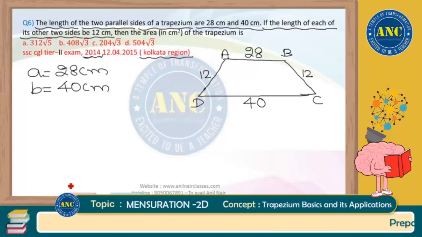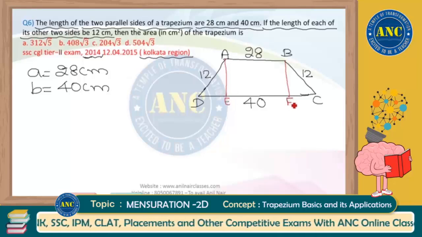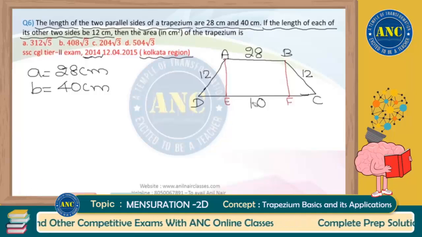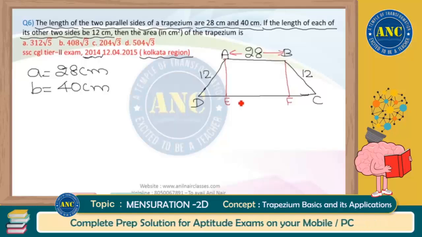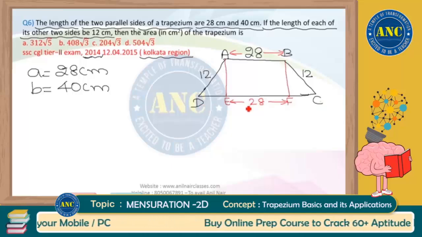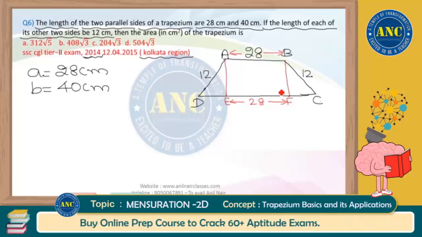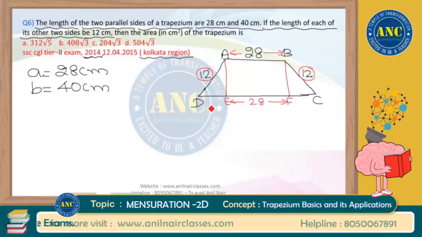Now, same analogy, same logic. If I drop a perpendicular here, and here also I drop a perpendicular, let me call this point E and this point F. For the time being, I will erase this number 40 so that you will understand. AB value is 28, EF value is also 28, and the total DC value is 40. The remaining 40 minus 28, the remaining value 12, is equally divided as DE is 6. FC is also 6. I hope it is very clear for you people.